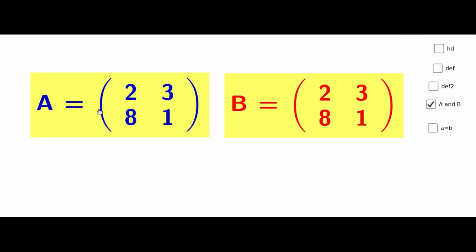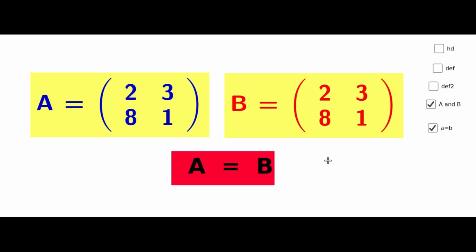Consider the example. Let A equal to matrix 2, 3, 8, 1. B equal to matrix 2, 3, 8, 1. Here the corresponding elements 2 equal to 2, 3 equal to 3, 8 equal to 8 and 1 equal to 1. That means the corresponding elements are equal. Therefore, we can say that A equal to B.